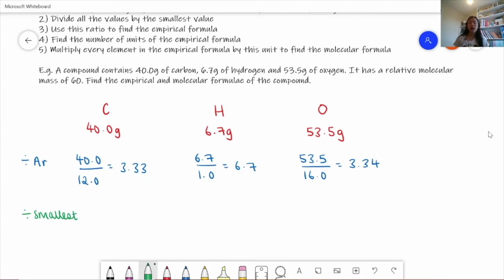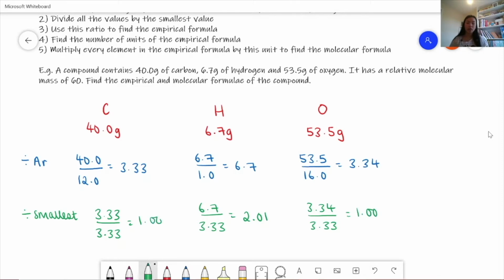So the smallest we have is 3.33, so we divide everything by 3.33. So we have 3.33 divided by 3.33, and that equals 1. And then we have 6.7 over 3.33, and this is equal to 2.01. And then we have 3.34 over 3.33, and this gives us 1.00.